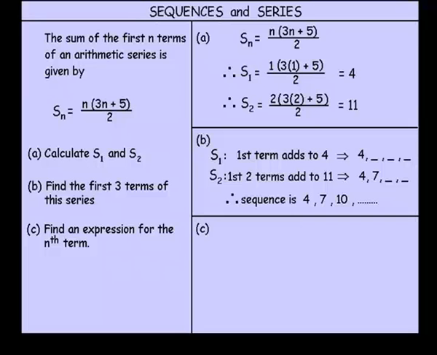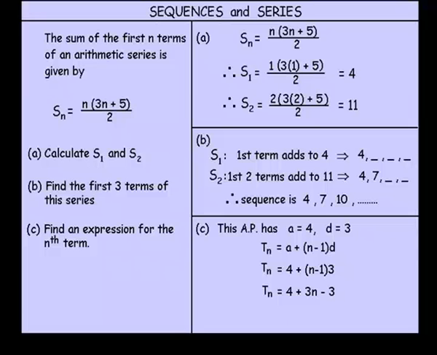Very good. Part C, our final part. Find an expression for the nth term. Well, this is an AP. A is 4, the first term's 4, the difference is 3. So there's our formula for the nth term. So we simply write Tn equals 4 plus n minus 1 times 3, and that simplifies. Once we expand the brackets, we get 4 plus 3n minus 3, and finally, collecting like terms, therefore T of n, the nth term, is equal to 1 plus 3n.